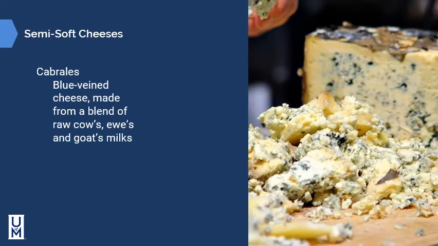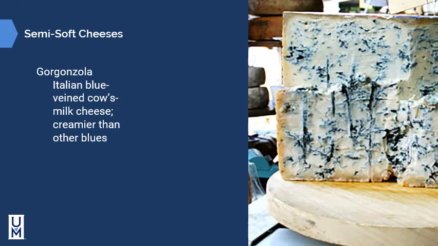Cabrales is a blue vein cheese made from a blend of raw cow's milk, ewe, and goat's milk. Gorgonzola, probably one of the most famous of all the blue cheeses, is an Italian blue veined cow's milk cheese, and it's creamier than other blues. It's really excellent for melting into a sauce.